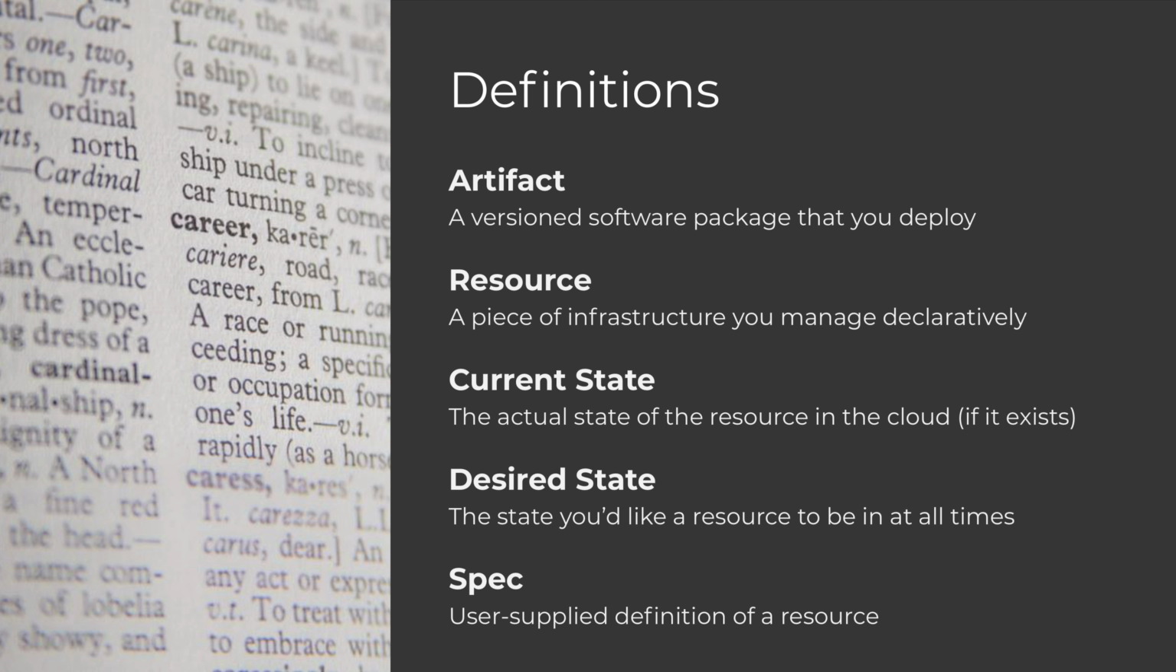The current state and the desired state are a pair. So the current state is the actual state of the resource right now. It may exist, it may not exist. And the desired state is the state that you would like the resource to be in at all times. And then the spec, or the resource spec, this is the user-supplied definition of the resource, and it might contain abstractions or more human-readable language. It's not the fully detailed model that we use in CloudDriver or that AWS might use.